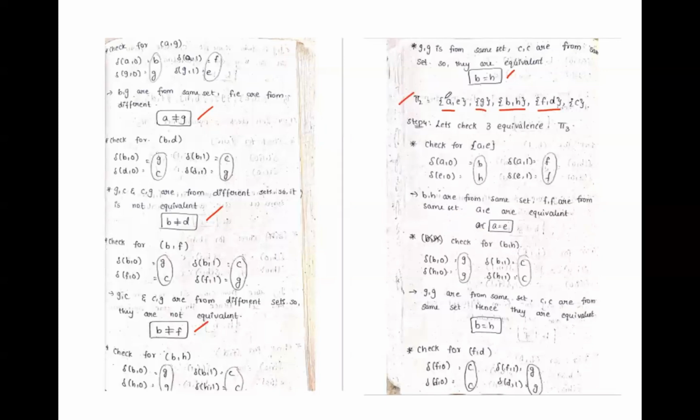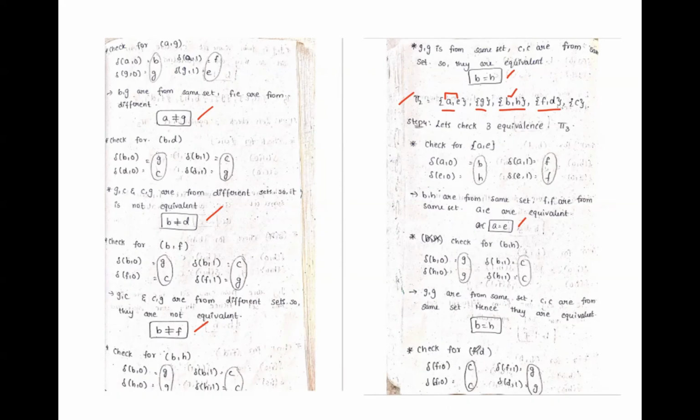So here you need to check A comma E now. A comma E can be written like this. We got BH and FF. So B and H are present in the same set, so they are equivalent. So we can say A is equivalent to E. Now you need to check B and H also. So we got GG, CC. Again, both are identical. GG is identical, CC identical. So we can say that B is equivalent to H.